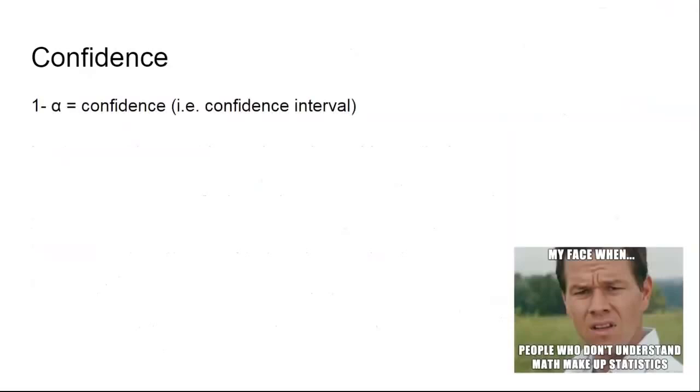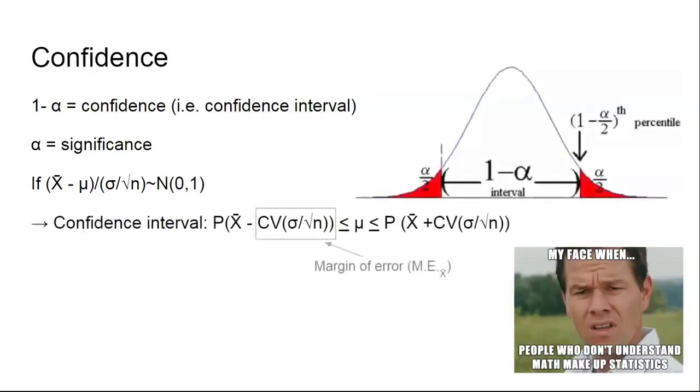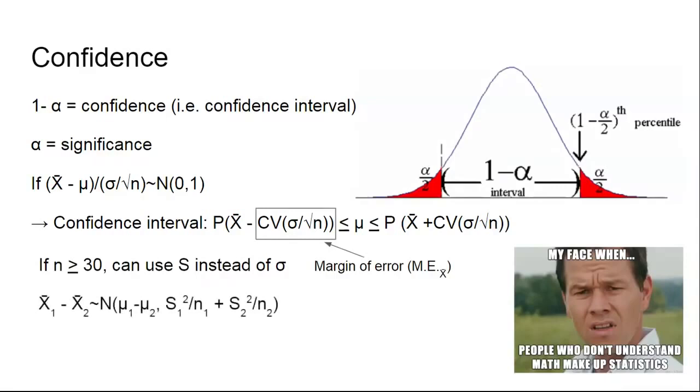Confidence intervals are symbolized by 1 minus alpha, where alpha is called the significance. If (X bar minus mu) divided by (sigma over square root of n) is normally distributed (0, 1), then the confidence interval of mu is as follows. Note that the critical value is the same as 1 minus alpha over 2 on the above graph, and that the critical value times sigma over the square root of n is called the margin of error. If n is greater than or equal to 30, we can use s instead of sigma. Also, when subtracting two sample means, they are normally distributed as follows, with standard deviation as shown.